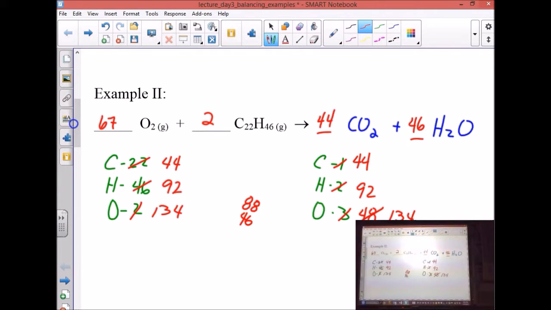He said 136, and then he changed it to 134, and he said, "Oh, whoops."